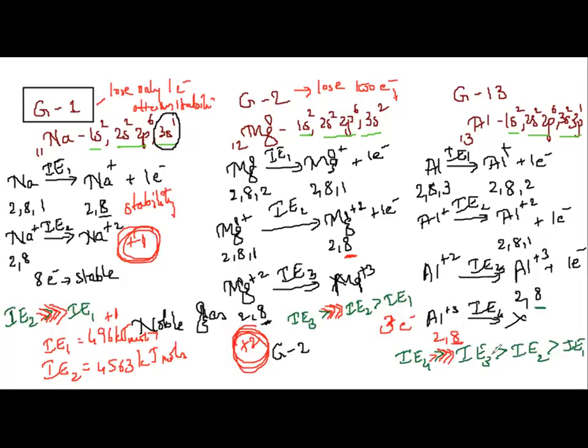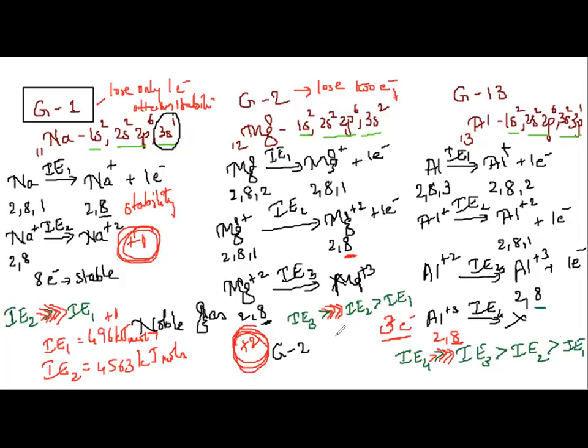So if I give you this order, what does this mean? That means after removing one electron, I need more energy to remove the second. After removing the second electron, I need more energy to remove the third. But after removal of three electrons, I need a very large amount of energy.